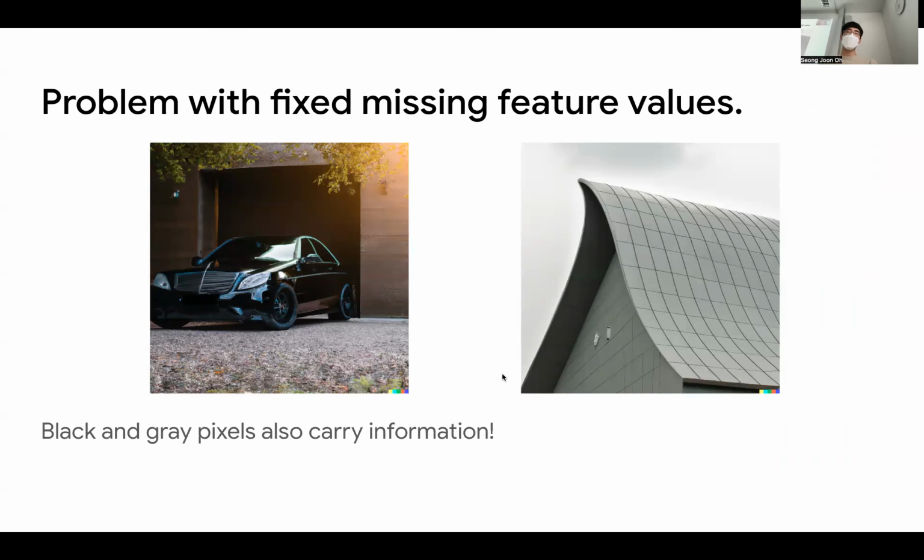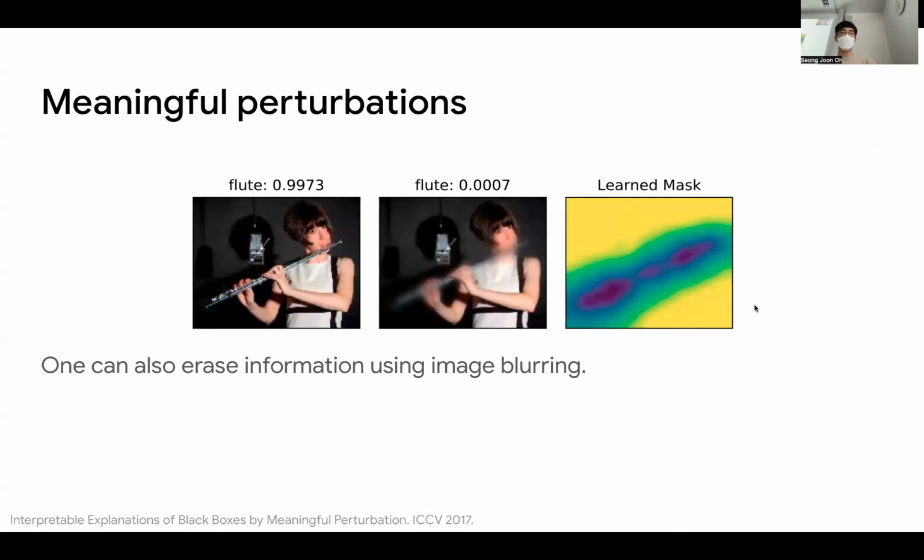But again, I'm kind of repeating here: if you fix a missing value, then that color may be used somewhere else for encoding some information, like a black car or a gray building, right? So what people also tried was, instead of encoding missingness in colors, you can blur it. Blurring can probably kill information instead of adding more information.